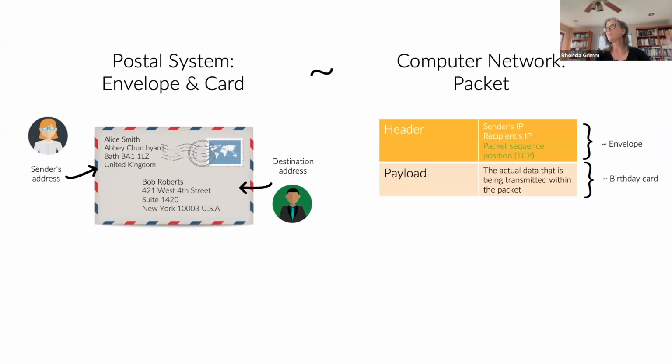So how does that compare? You've got your envelope and card, your sender's address and your destination address, and the birthday card's in the envelope. Well, it's like that with a packet. There's a header, which is kind of like the envelope. It contains the sender's IP address, the recipient's IP address, and then the payload is the actual data you're sending. So in this case, the birthday card.